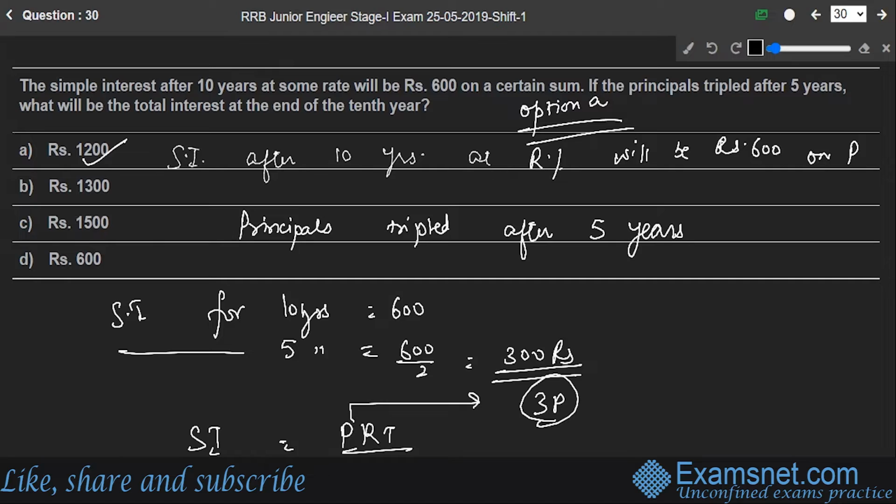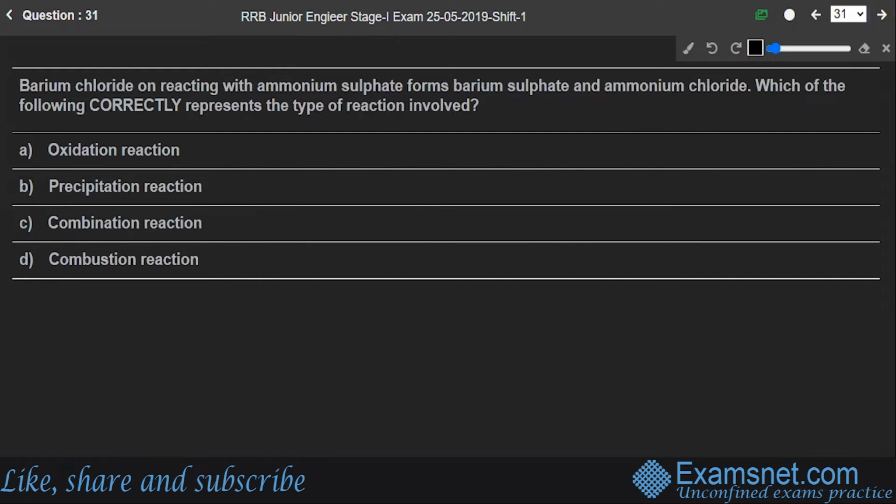Hope you understood that. Next is question number 31. Barium chloride on reacting with ammonium sulfate forms barium sulfate and ammonium chloride. Which of the following correctly represents the type of reaction involved? See, this is an oxidation, precipitation, combination, or combustion reaction. Let's discuss all the reactions one by one.